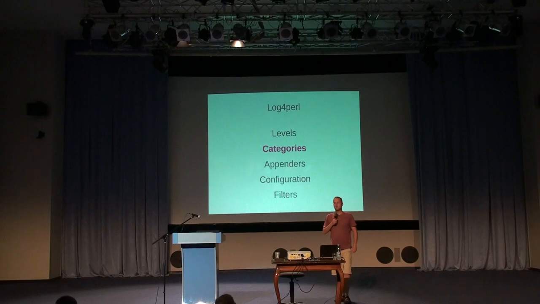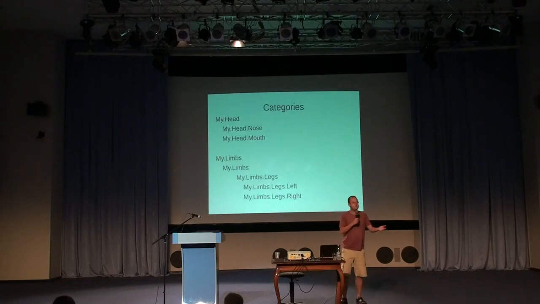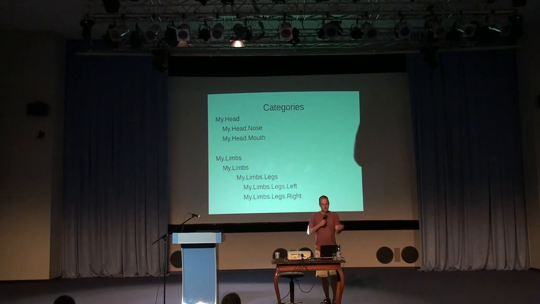Now, lots of the logging modules on CPAN have levels. That's a really common feature. If you've used syslog at all, you'll know levels. But categories are something that I think most logging tools don't have. The idea of a category is basically, which part of the system am I dealing with? So if you had the human body here, you might have my head, my limbs.